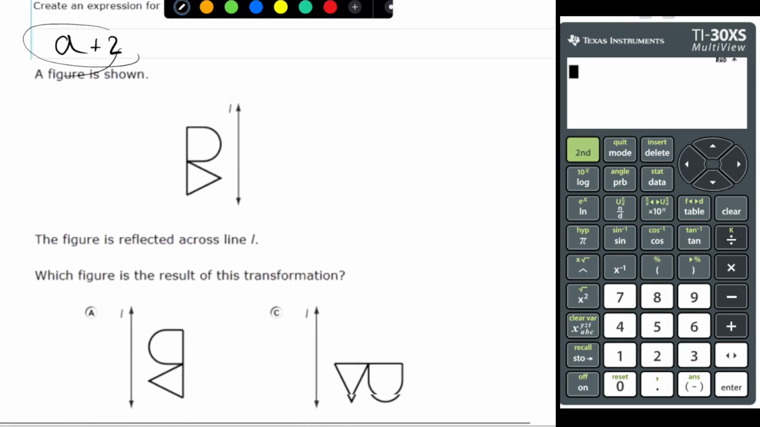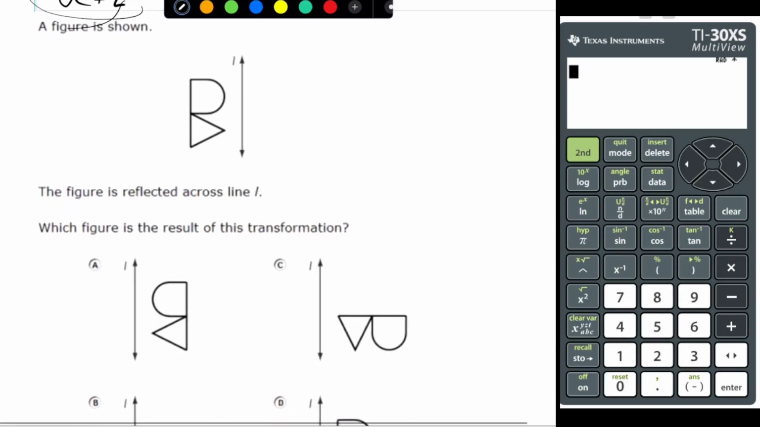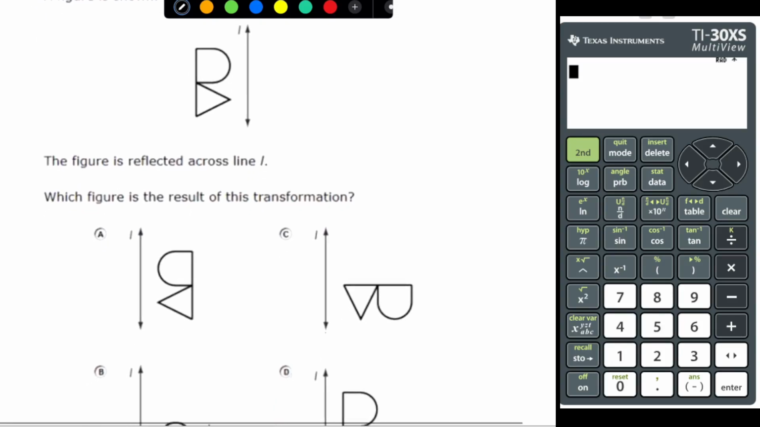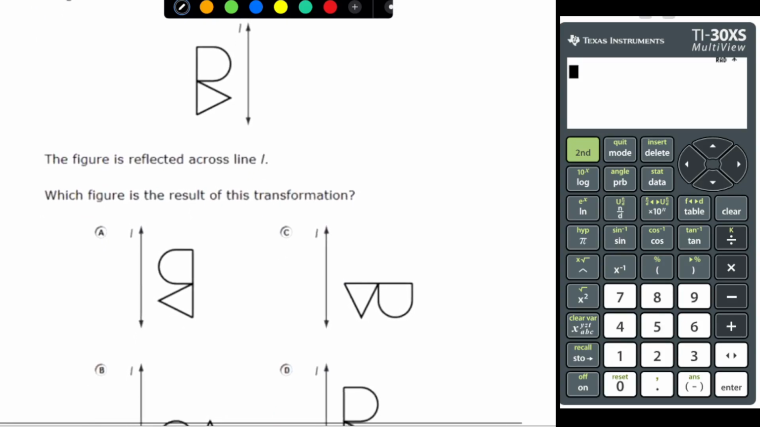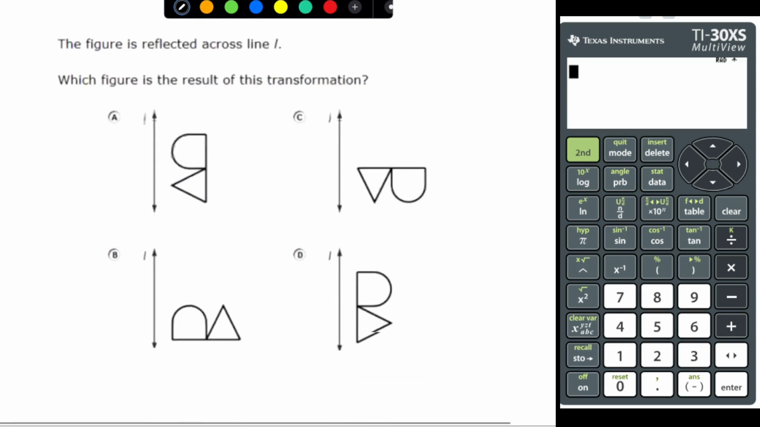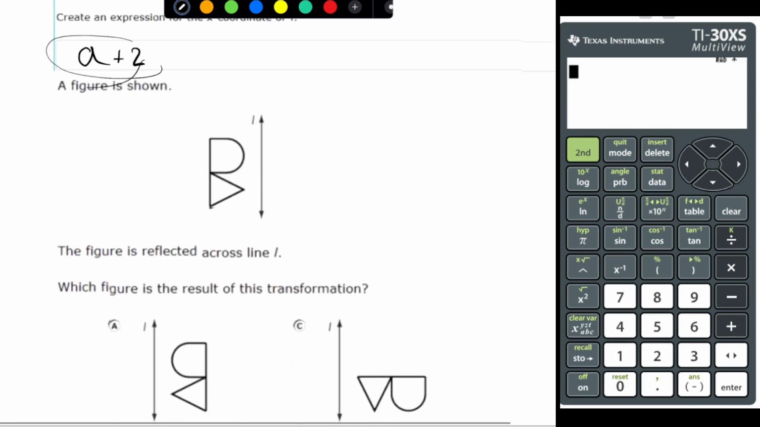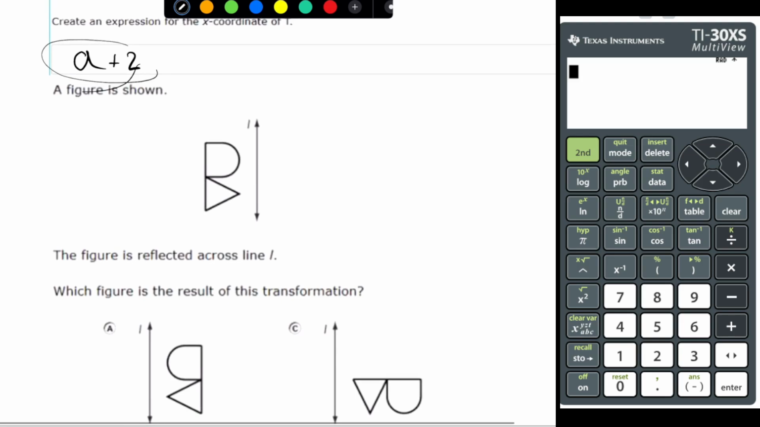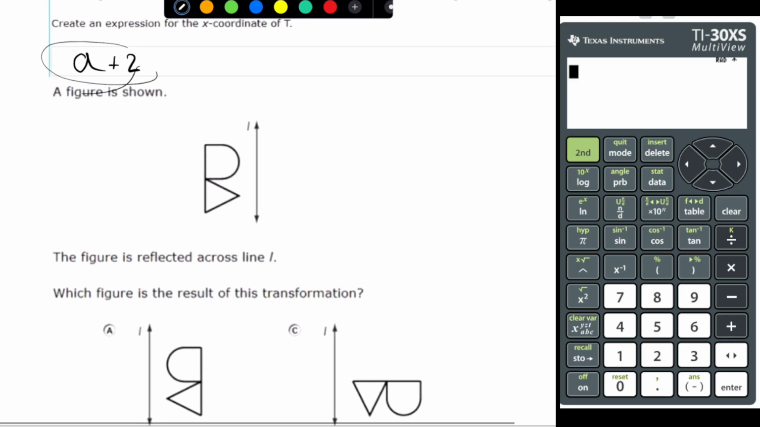A figure is shown. This figure is reflected across line L. What figure is the best result of this transformation? So this is a reflection over what is essentially the y-axis. They just called it line L because it's funny.